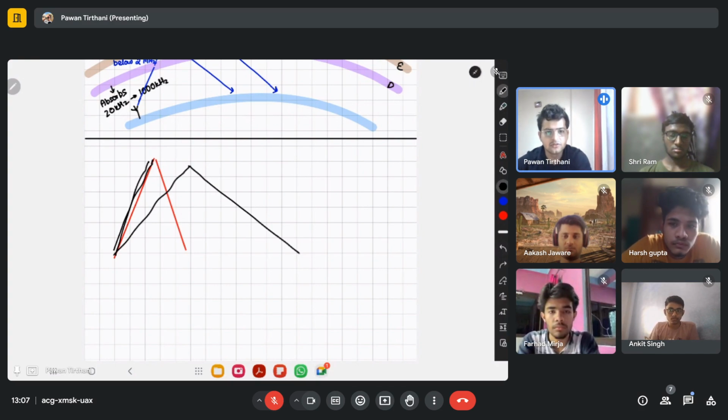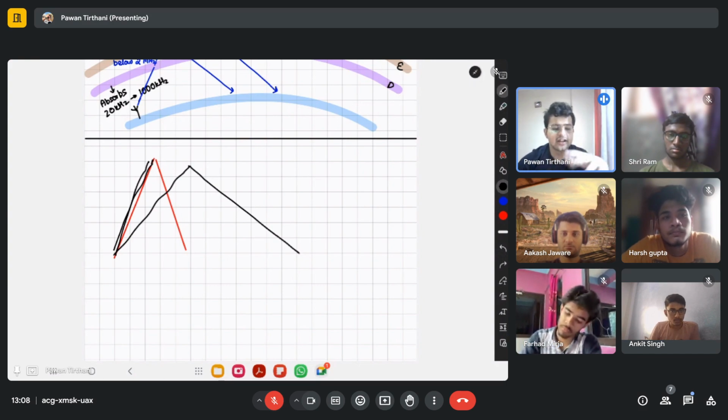Okay, so what changes the critical angle? Critical angle change हो रहा है, इसीलिए changes आ रही है ना. So what changes the critical angle? If you increase the ionization, the critical angle decreases because the refractive index increases.